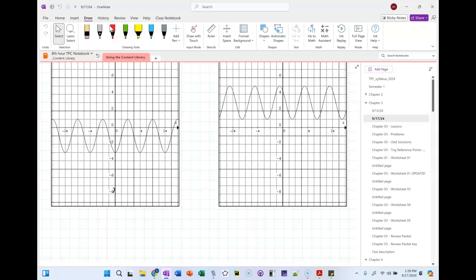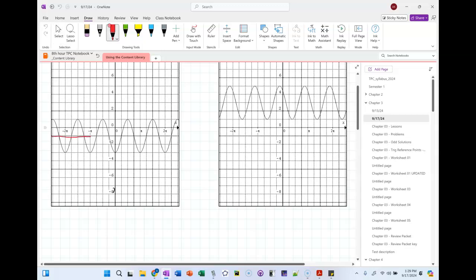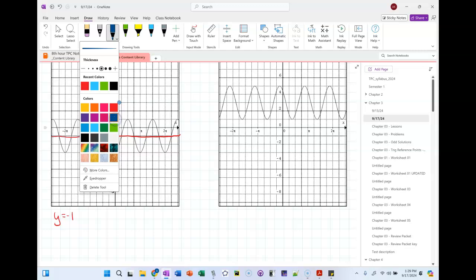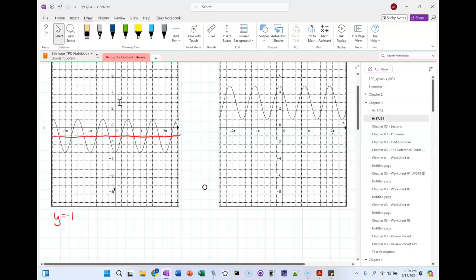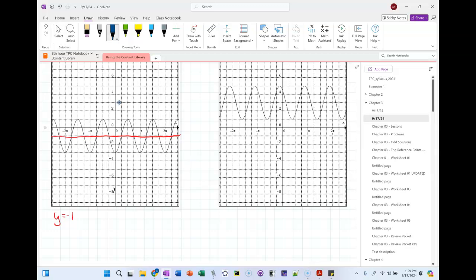Let's take a look at this first graph here on the left. Who can tell me what the midline is for this graph? Negative 1. So this guy right here is our midline. Okay. Who can tell me what the amplitude is? It's 2. So again, it's the distance from midline to extrema.